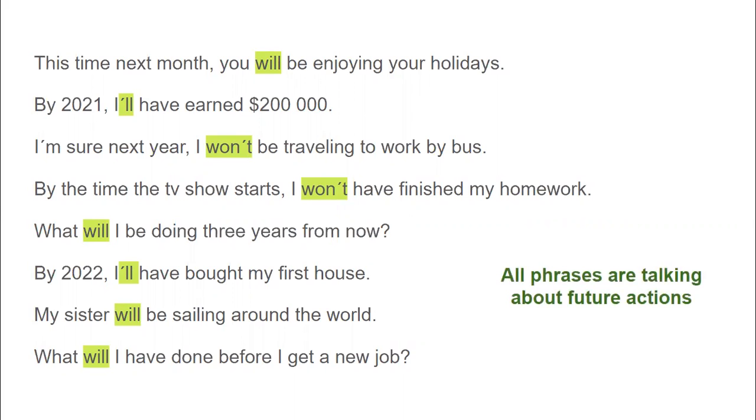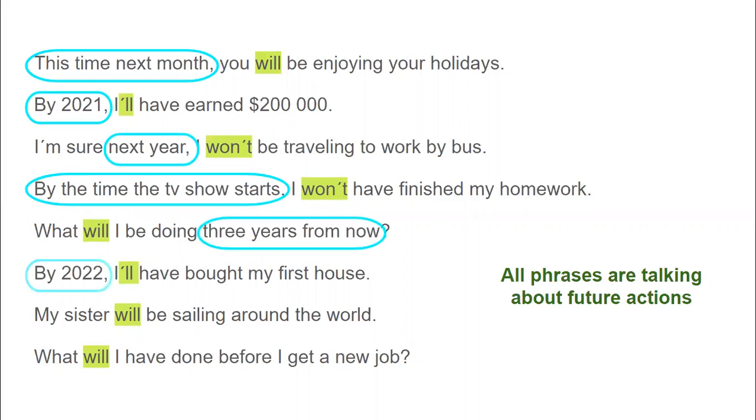So now we know all these phrases are talking about future actions. How do we know it? Apart from will and won't, we can know it because we have a time expression. As you can see, almost all the sentences are using time expressions. So this will help us to know we're talking about the future.